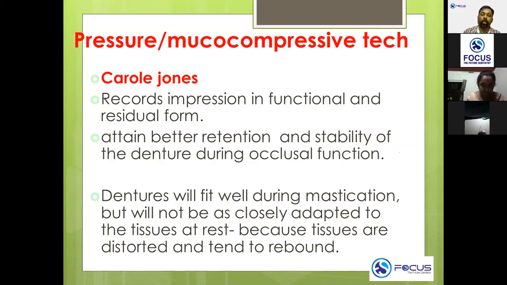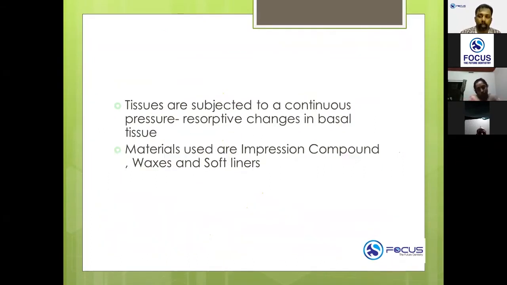Here, the impression is taken in the functional form, or in such a way that we will compress the soft tissue to get retention. Now, the disadvantage of this impression technique was that during the movements of the soft tissue, these tissues will rebound and dislodge the denture. So that was the problem with this technique. Carroll Jones was the first person to put forward the mucocompressive technique.